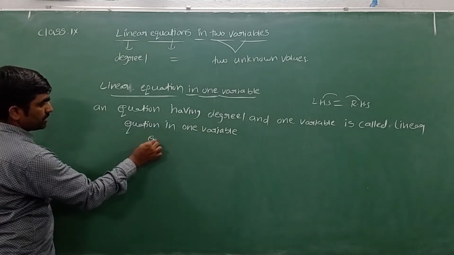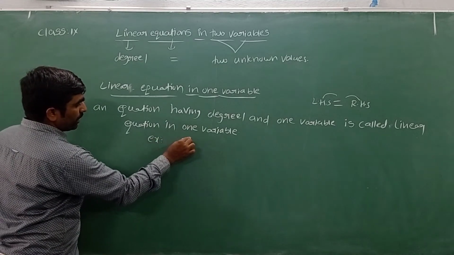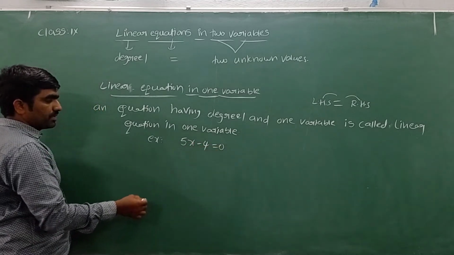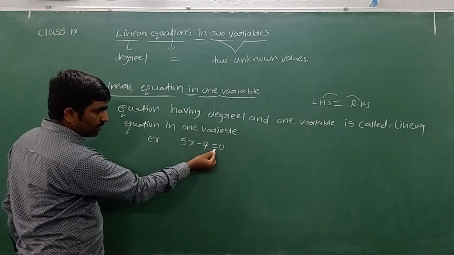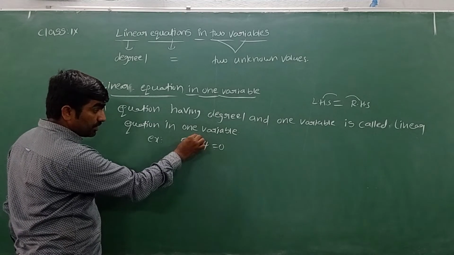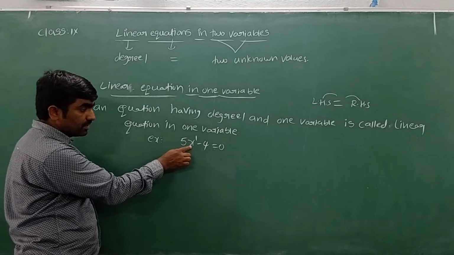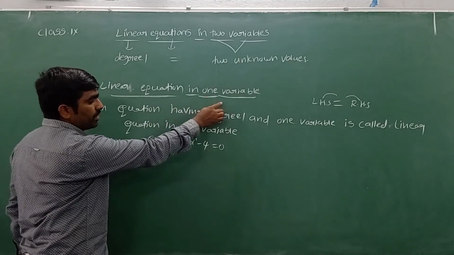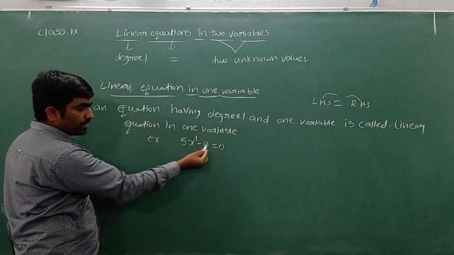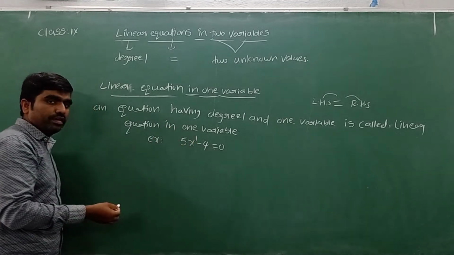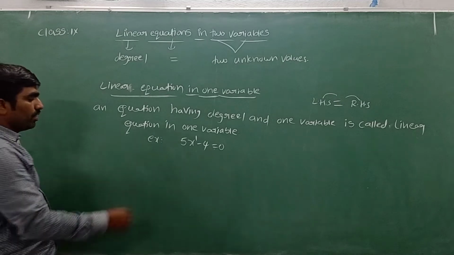Let's see some examples now. Like 5x minus 4 is equal to 0. Yes, I can see the equal symbol which gives an equation. I can see the highest power is 1, degree 1, and also only one variable. Yes, it is called a linear equation in one variable.